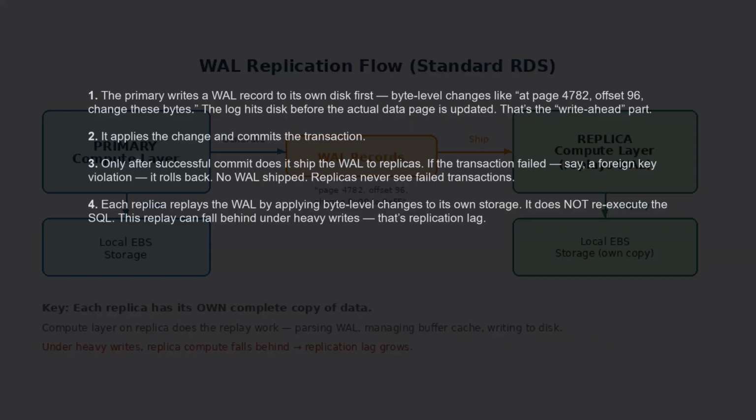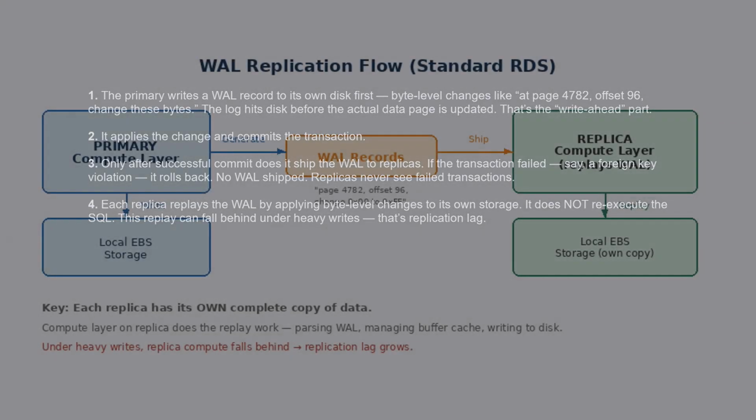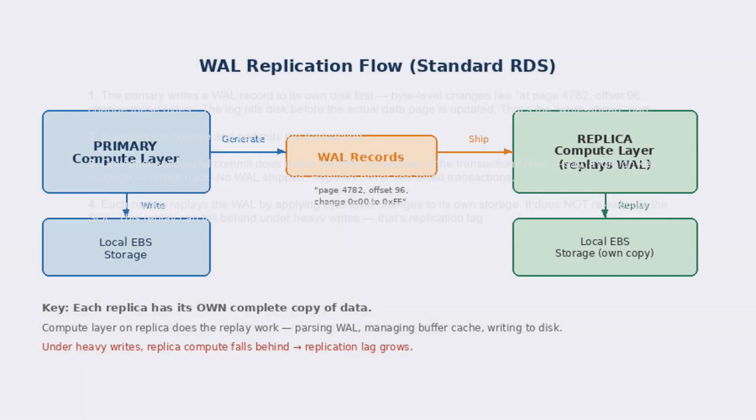Step 4. Each replica replays the WAL by applying byte-level changes to its own storage. It does not re-execute the SQL. This replay can fall behind under heavy writes. That's replication lag. For availability, you configure a standby replica that auto-promotes if the primary dies.